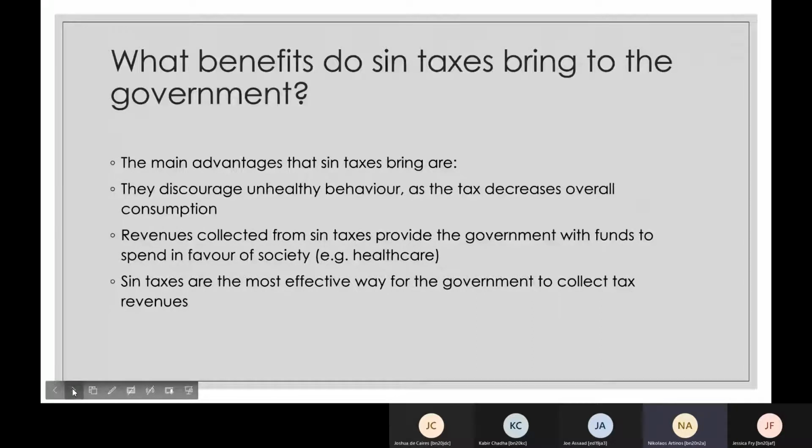Secondly, revenues from sin taxes provide the government with funds to spend in favor of society, or even cover the costs imposed by the consumption of other harmful goods. The government can do this by subsidizing healthcare or creating campaigns that inform the public about the dangers of consumption of these goods. Lastly, sin taxes are the most effective way for the government to collect tax revenues compared to other forms of taxes, such as an income tax.